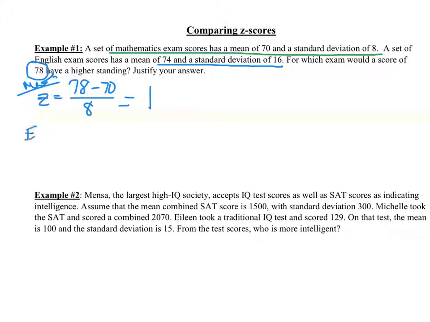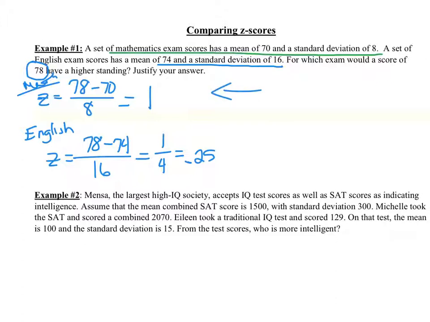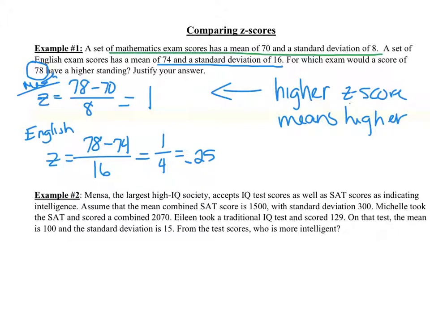Okay, so then we do English. Your z-score is: you got a 78, the average was a 74, and the standard deviation was 16. If we do this, we get 1/4 or 0.25. So you did a whole standard deviation above the mean on the math, so a higher z-score means higher standing, or you did better, relatively speaking. So you did better in math.